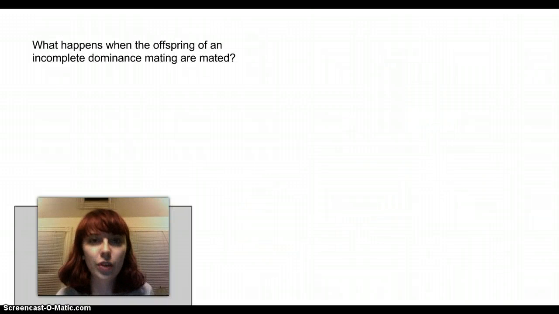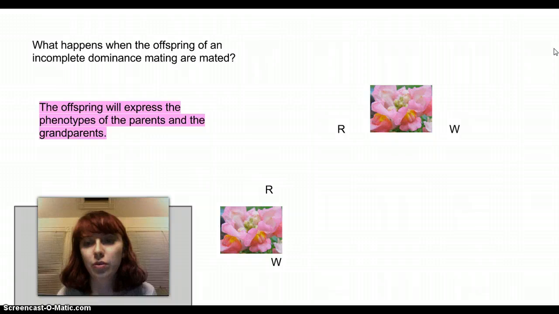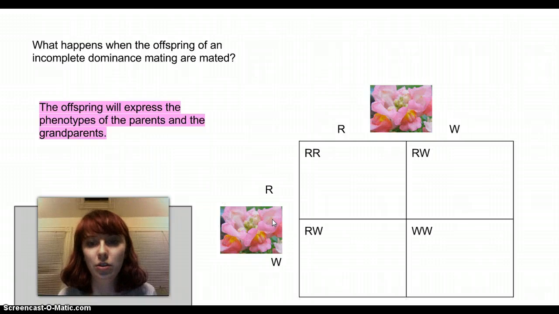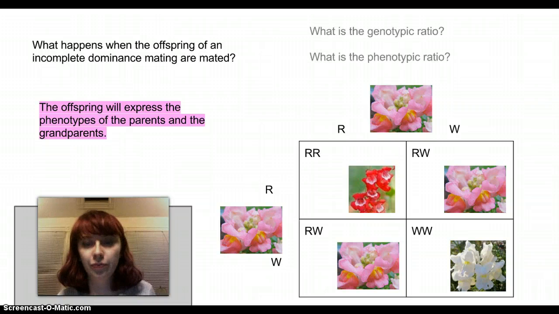Alright, so then what happens when we take two pink snapdragons and we mate them? These offspring will express the phenotypes of the parents and their grandparents. So we've got pink, pink, each with an R and a W. And so then they create an RR, a WW, and two RWs. So a quarter of their children will be red, a quarter white, and half pink. So you can take a minute and calculate the genotypic and phenotypic ratios for these.